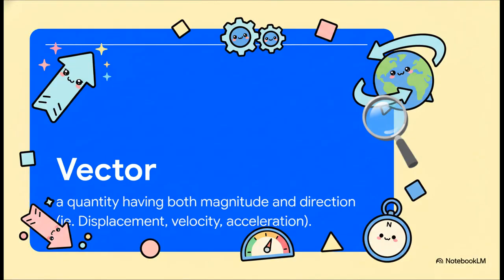But sometimes how much isn't the whole story. We also need to know which way. And that's where a vector comes in. A vector gives you both things, the magnitude and the direction. It doesn't just tell you how fast you're going, it tells you where you're headed.